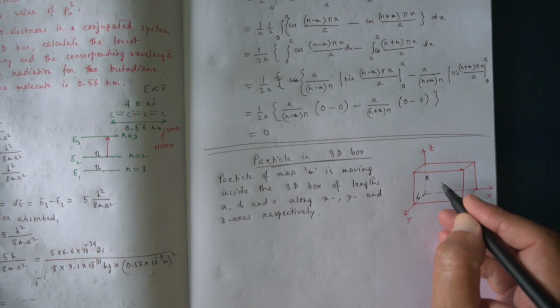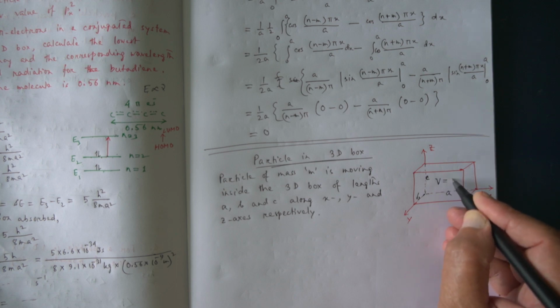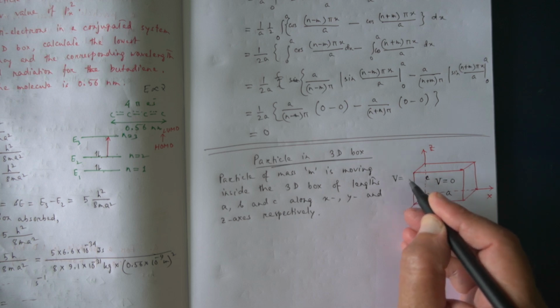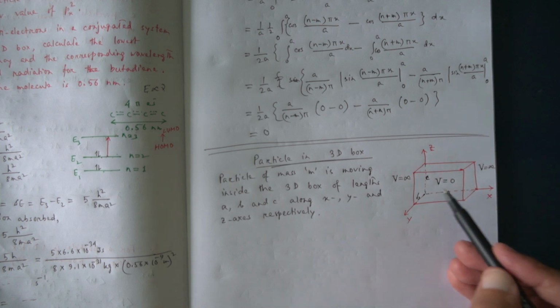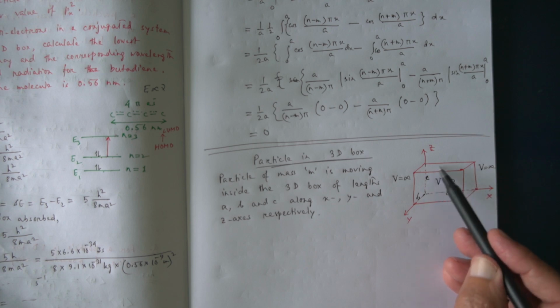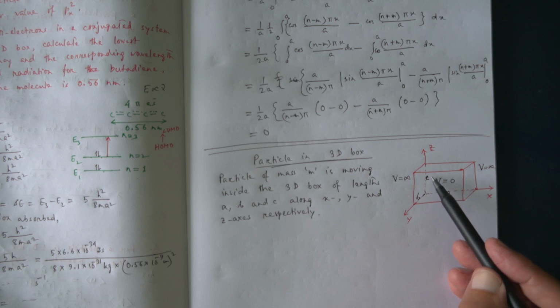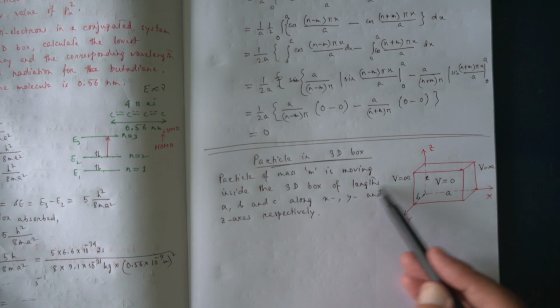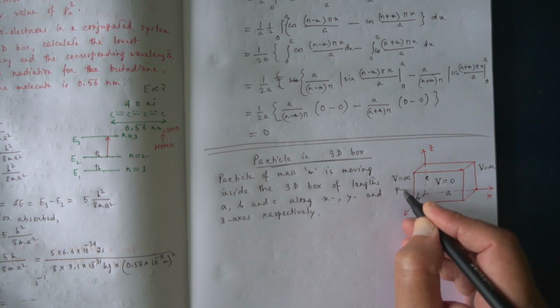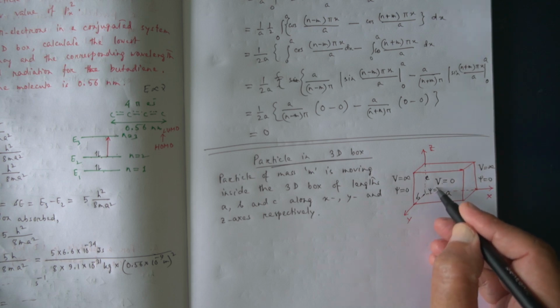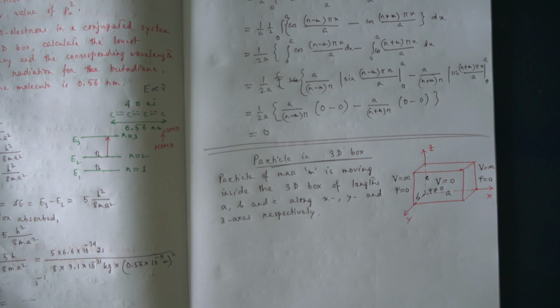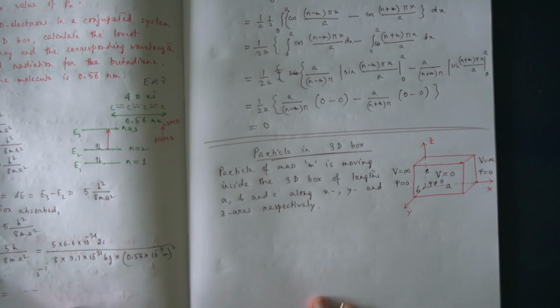We further assume that the potential within the box is 0 and outside the box is infinity. So the particle is within the box, and within the box the potential is zero, just like in the particle in a one-dimensional box. Outside the box, psi is zero; inside the box, psi is not zero. Okay, so this is the system we have considered.